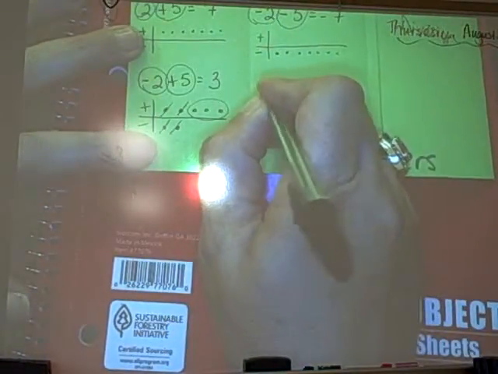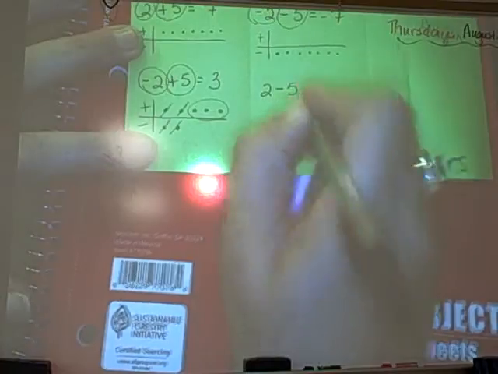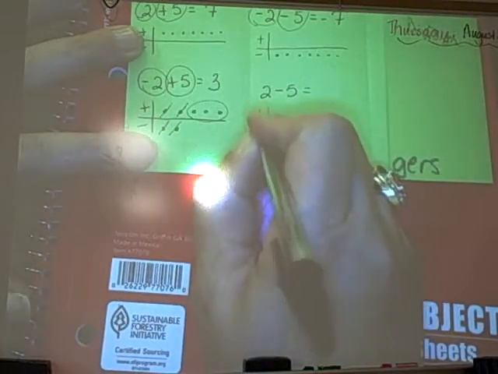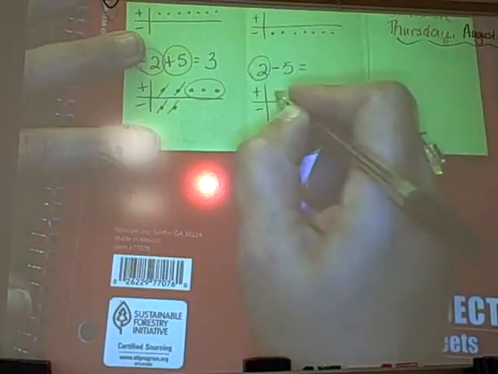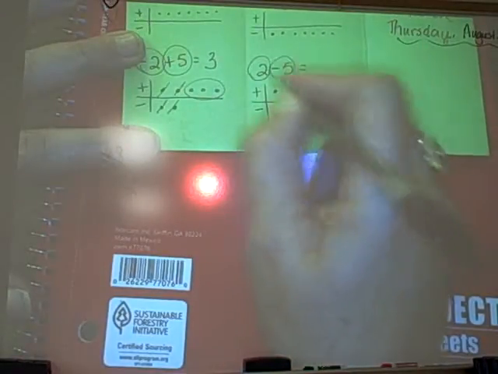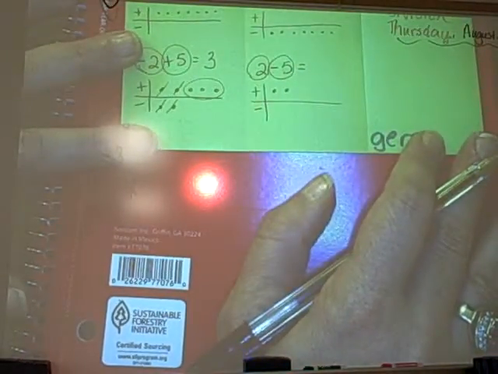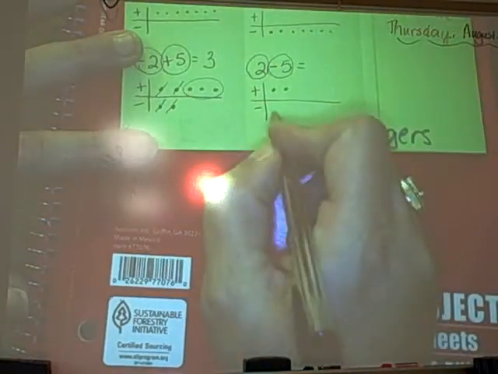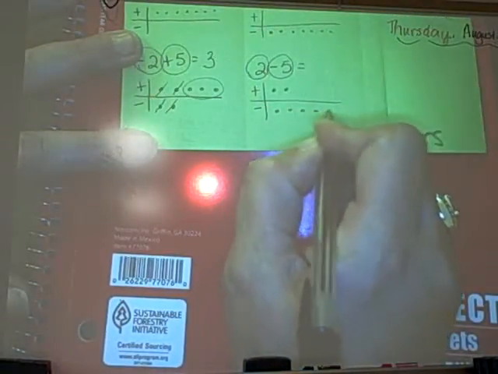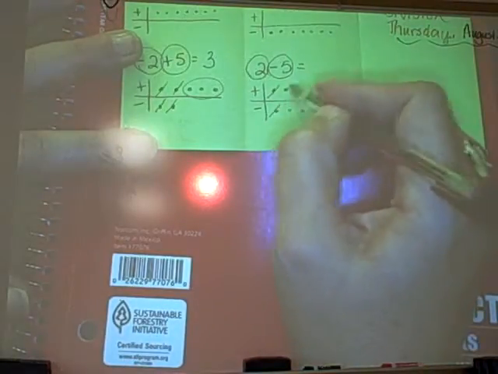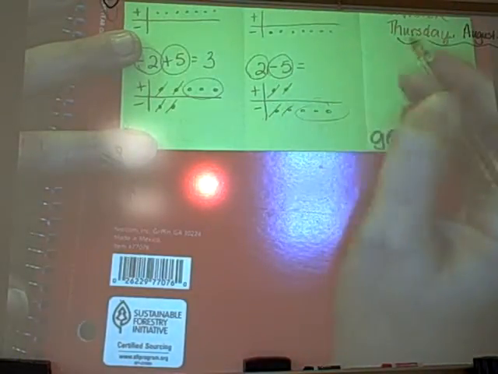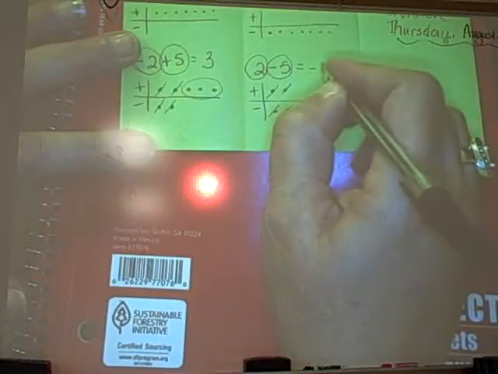Last one, positive 2 minus 5. So positive 2, that minus 5 means negative 5. 1, 2, 3, 4, 5. I'm going to cancel a few out. What will I have left? Negative 3. Negative 3.